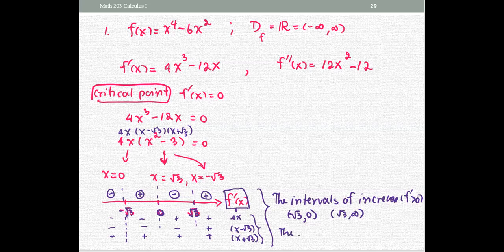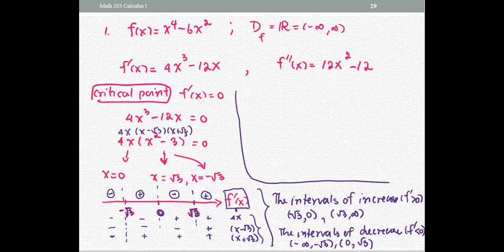And then the intervals of decrease. In this case, f prime is less than 0, or the slope is negative. The slope is negative on the left end, which is negative infinity to negative square root 3. And then the second interval of decrease is from 0 to square root 3. Okay, that's the way to answer using the first derivative.